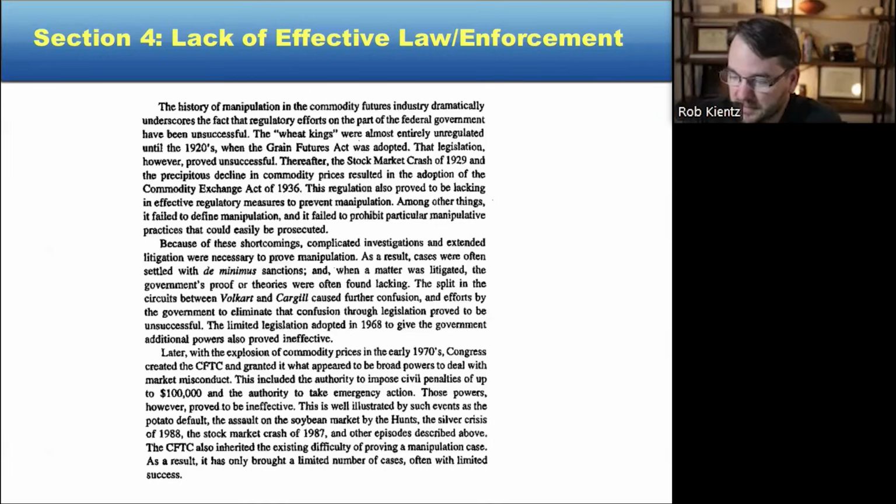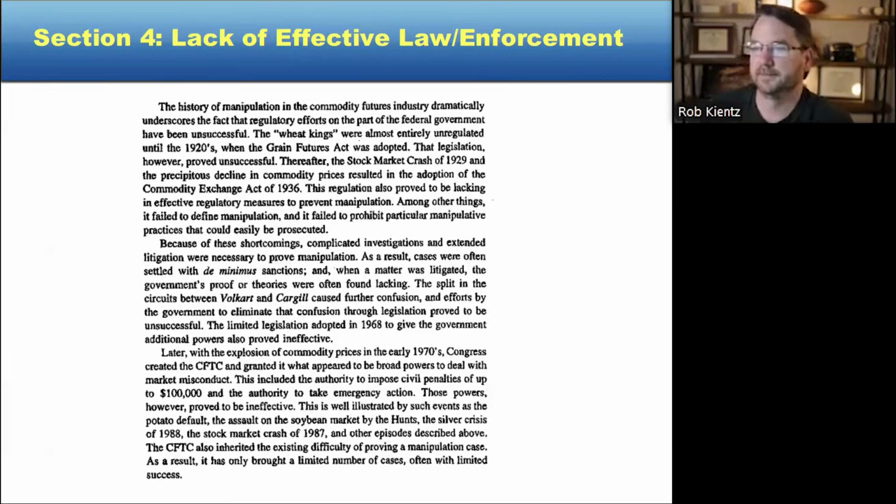This is well illustrated by such events as the potato default, the assault on the soybean market by the Hunts, the silver crisis of 1988, the stock market crash of 1987, and other episodes described above. The CFTC also inherited the existing difficulty of proving a manipulation case. As a result, it has only brought a limited number of cases, often with limited success.